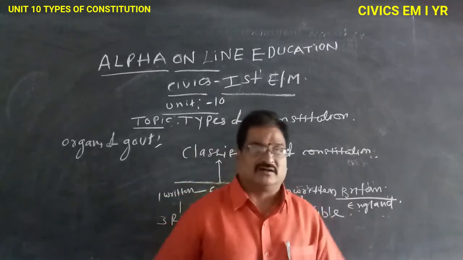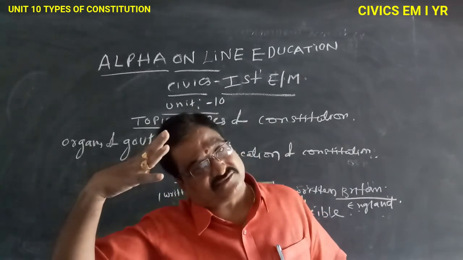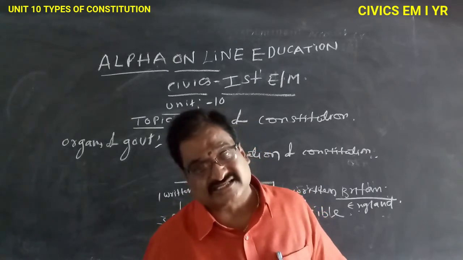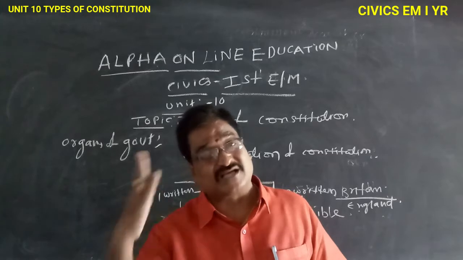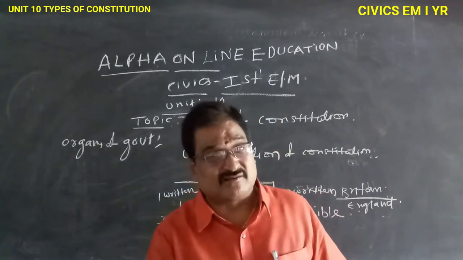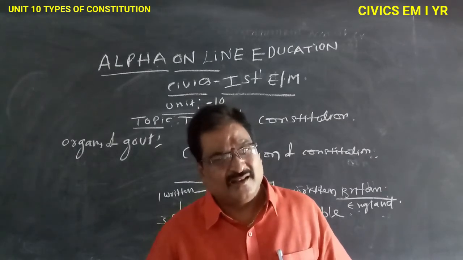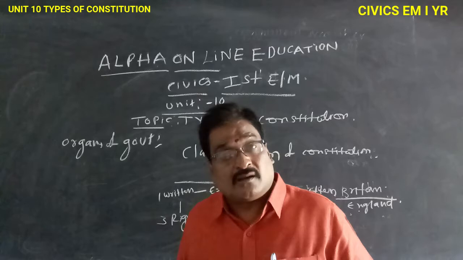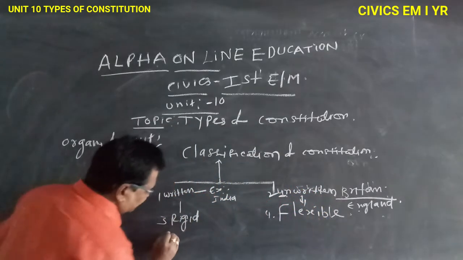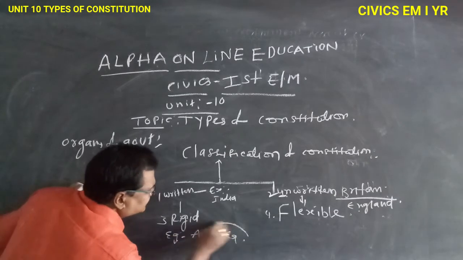Rigid means a strong Constitution. For any amendment in the Constitution, the process is very difficult and risky. The amendment system is not easy, unlike where the parliament's opinion is the final opinion in amendments. America is the best example of a rigid Constitution.